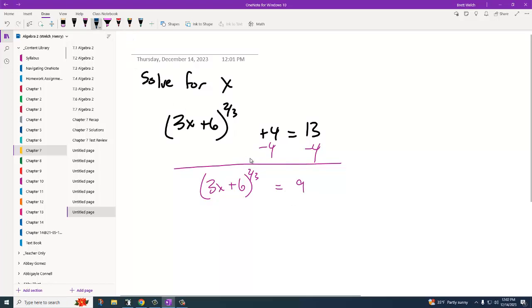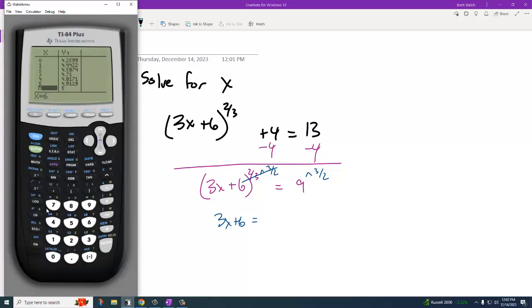Now I need to remove the exponent so that I can get into the parentheses. The way we remove it is by raising it to its reciprocal. The reciprocal of 2/3 is 3/2, so we're going to raise it to the 3/2. That'll leave me with 3x + 6 equals whatever 9 to the 3/2 is. So 9 raised to the 3/2 is 27.